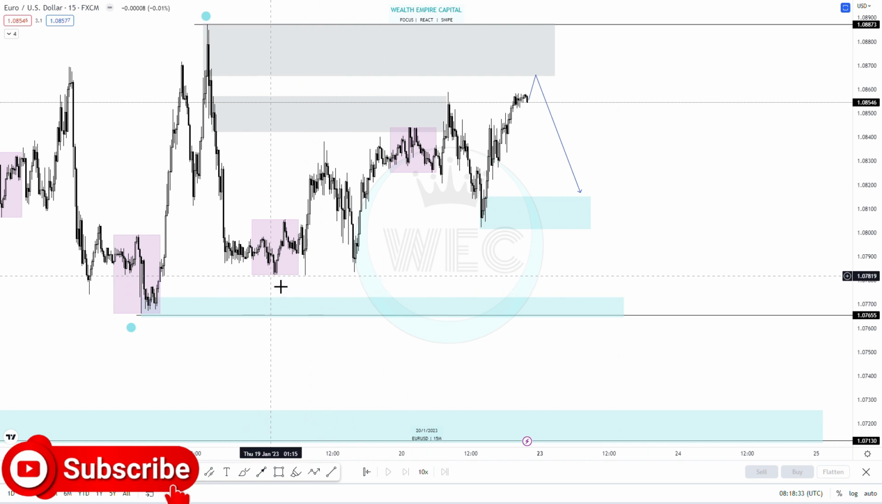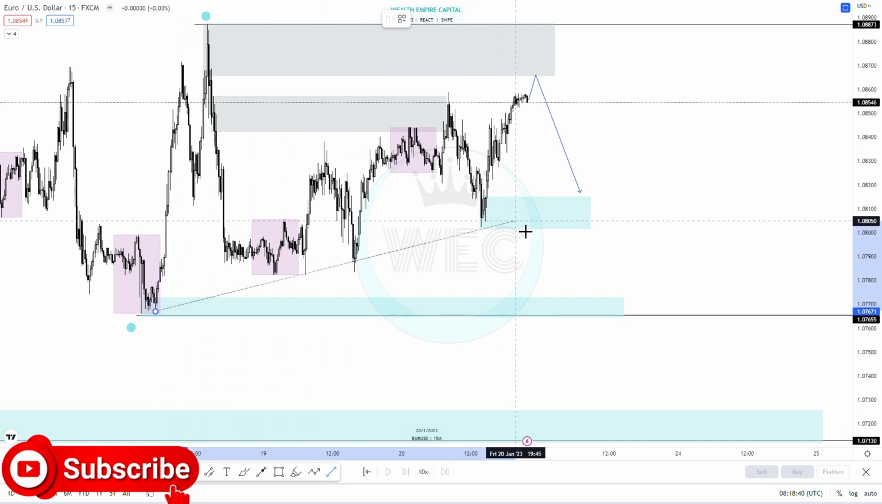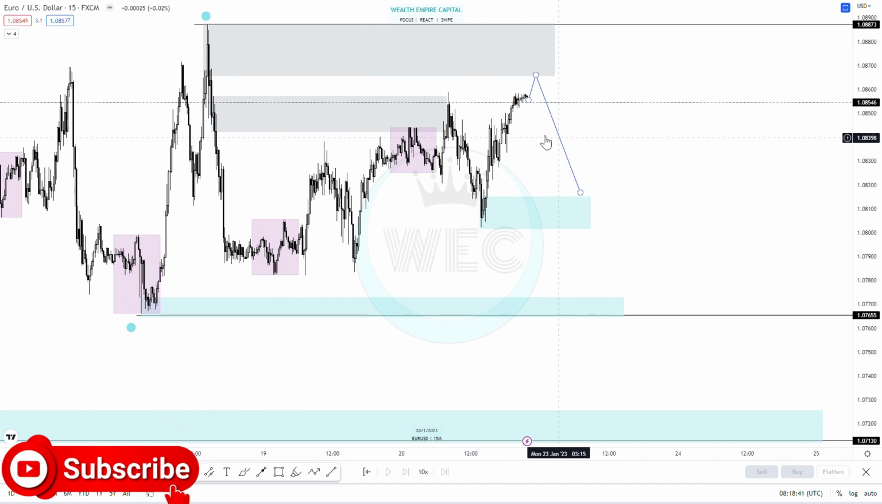Why? Asian lows not taken, equal lows over here. And then if I even take a trend line and I do this, it is trend line liquidity built to the downside, right? So that is what I will be looking at. However, if this level decides to hold and push to the upside, why not? Like I said, if there is any opportunity to sell, I'm going to sell.